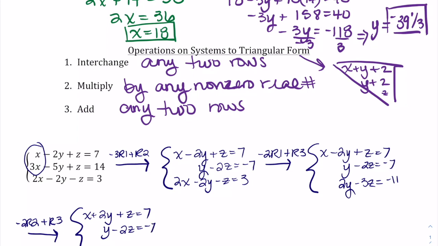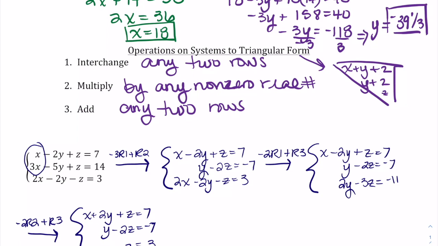And then for the third row, -2y and positive 2y are going to cancel. -2 and -2z is 4z. Added to -3z is going to leave me with z. -2 and -7 is positive 14. 14 minus 11 is 3. So at this point, we have completed Gaussian elimination. We've put this in triangular form because we have x, y, z in the first row, y and z in the second, and z in the third.